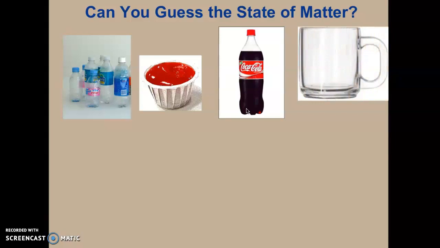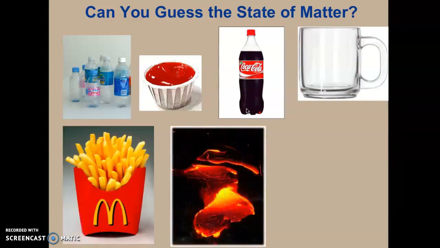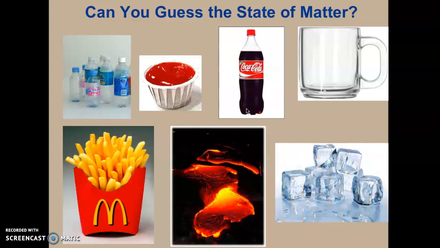Glass. Glass is going to be a solid. French fries. French fries are solid. They're an amorphous solid. Lava. When it is at a super high temperature, lava is melted rock, so it is liquid. It's a very high viscosity liquid. And when it cools down and gets to the ambient temperature of the air around it, then it will harden into a solid. It will harden into a rock, an igneous rock.